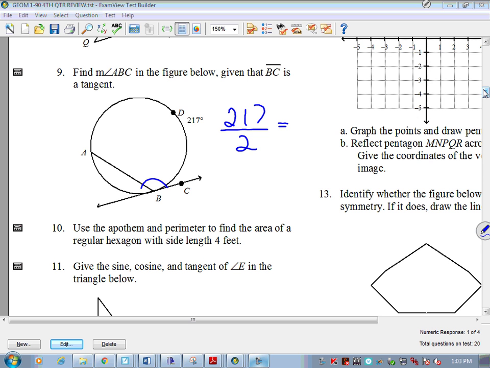What is that? 108.5. Okay, 108.5. We feel like we understand that. Not a whole lot of work to show. We just want to be careful with that.